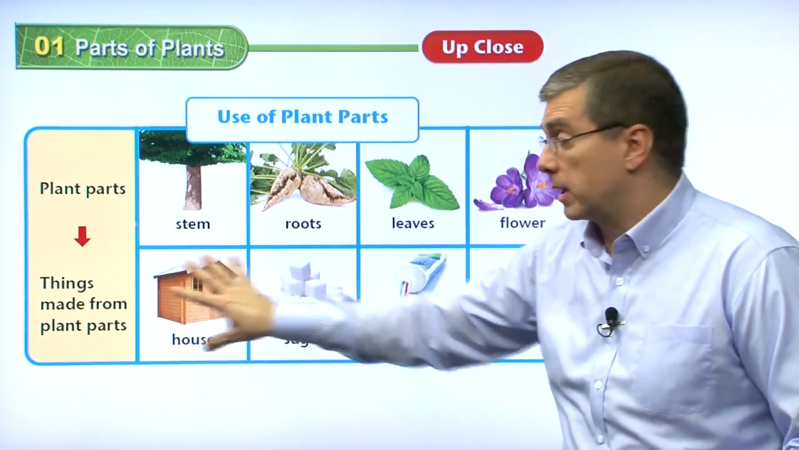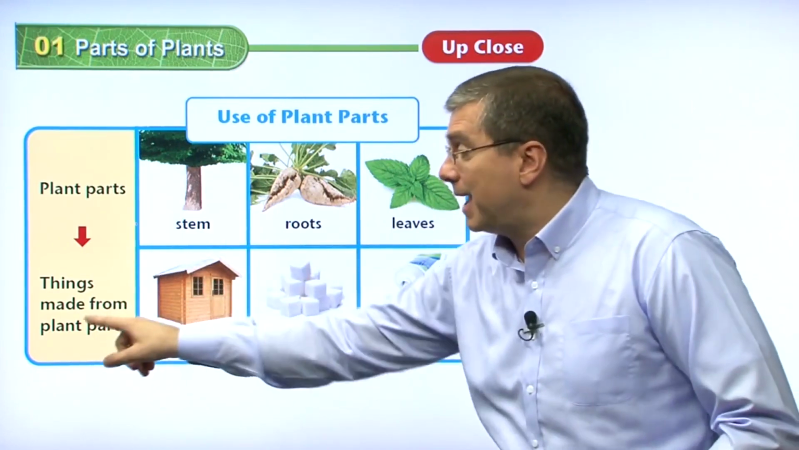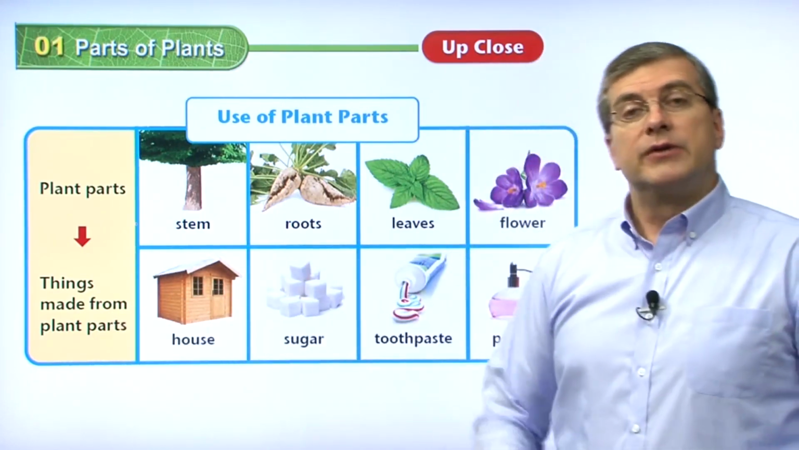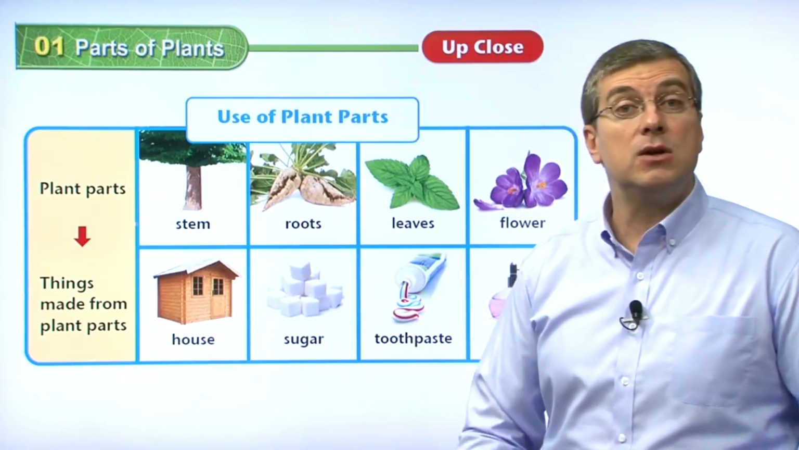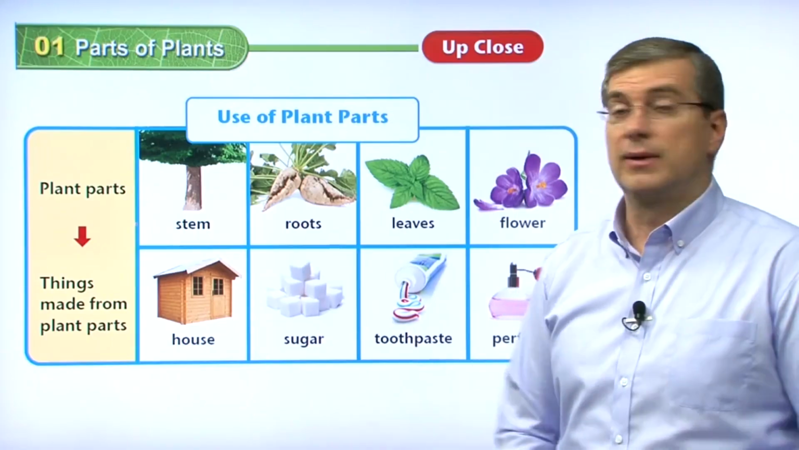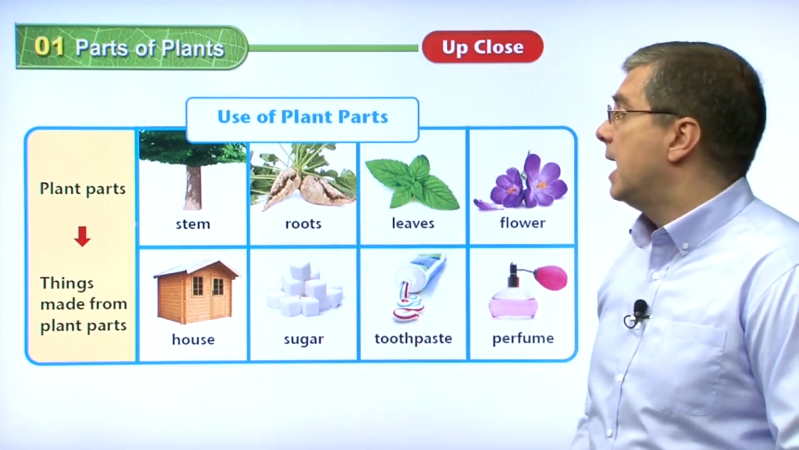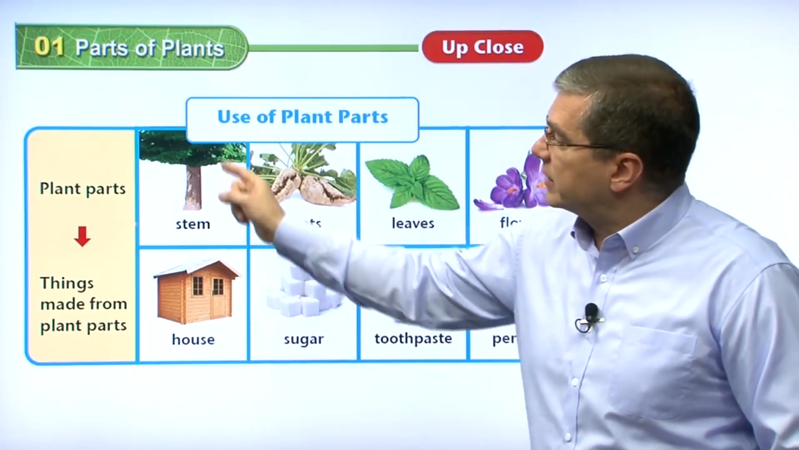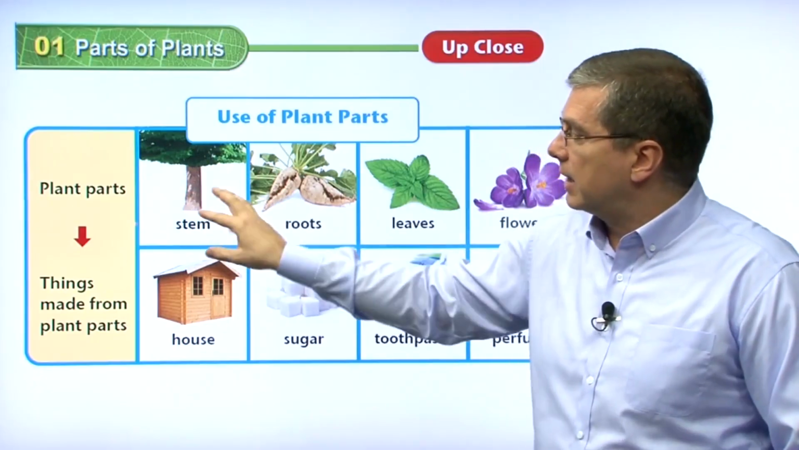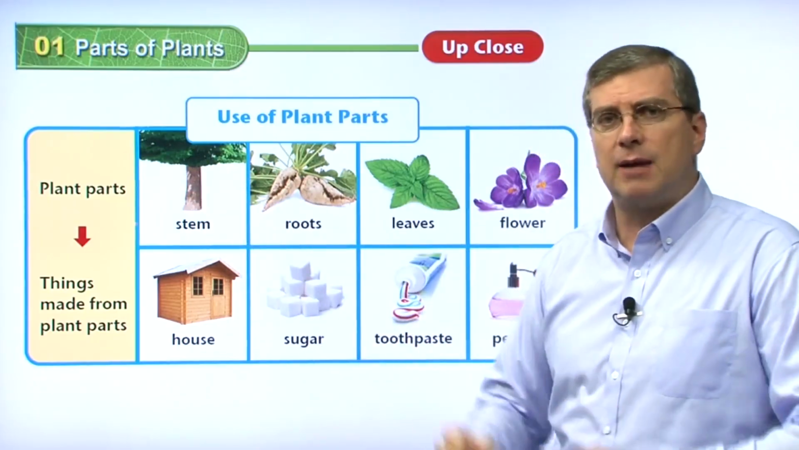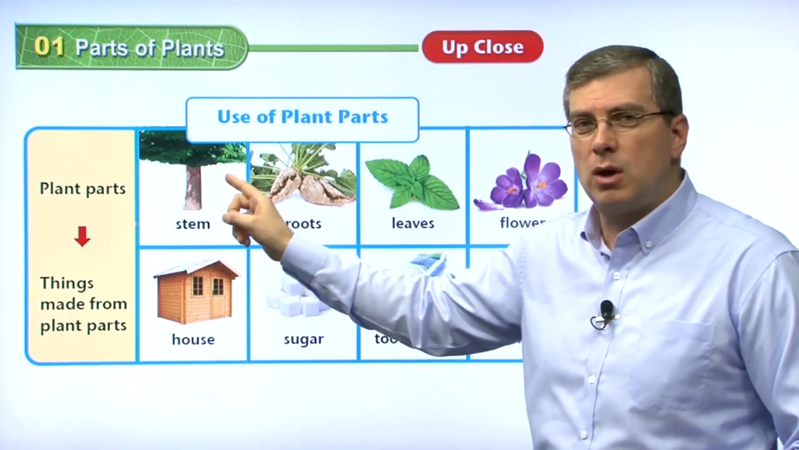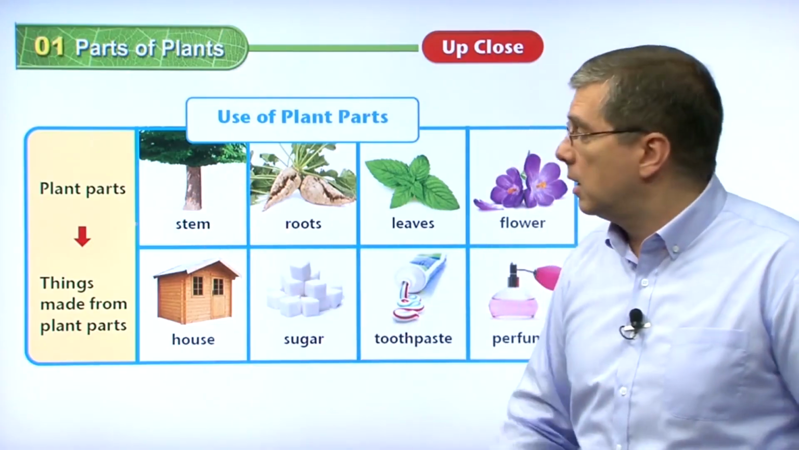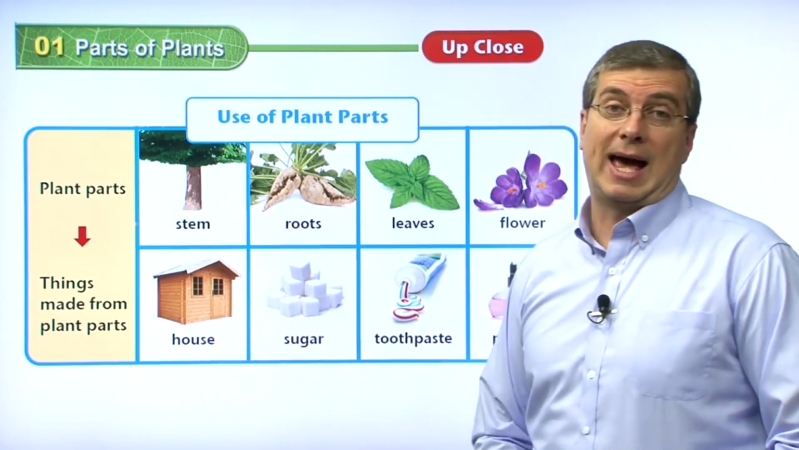On the bottom row here, we have things made from plant parts. So what kinds of things do we make from the plants that we use in our everyday life? That's what this chart shows. As you can see, here we have the stem of a tree. Okay, it's a very strong, very big stem. Of course, this is wood, right? We use that to make wood. And what do we use wood for? We use wood to build a house.